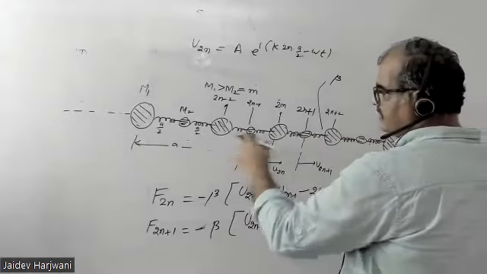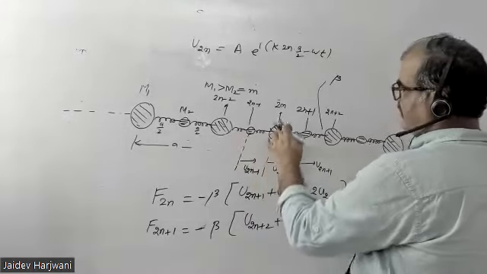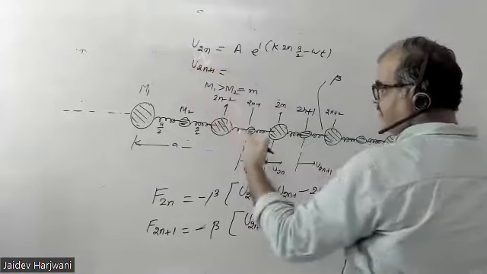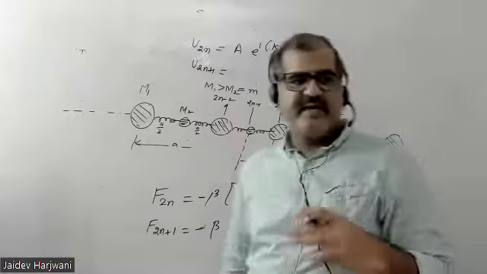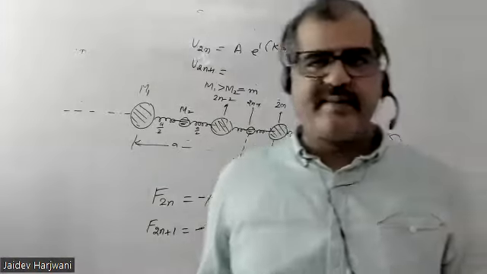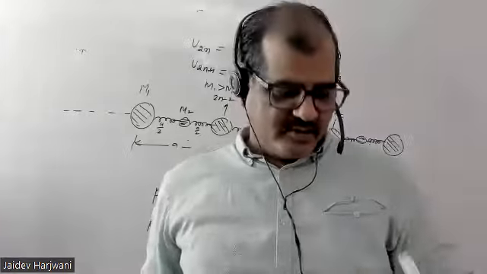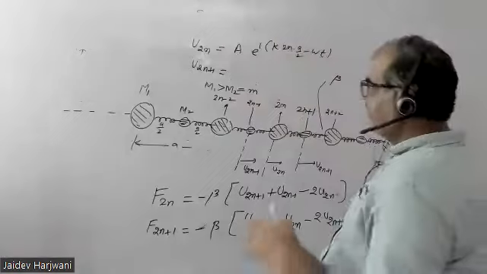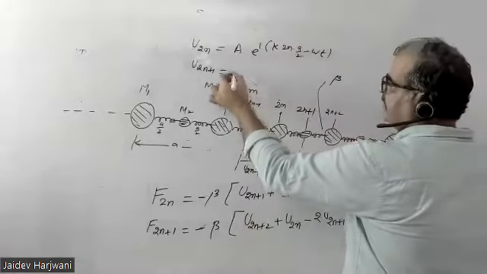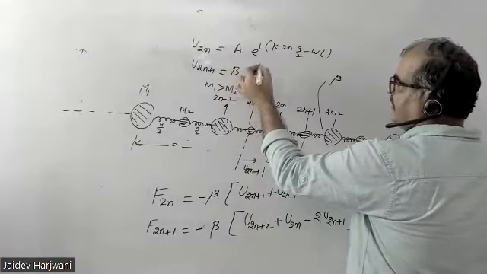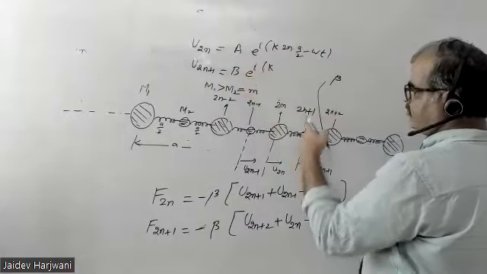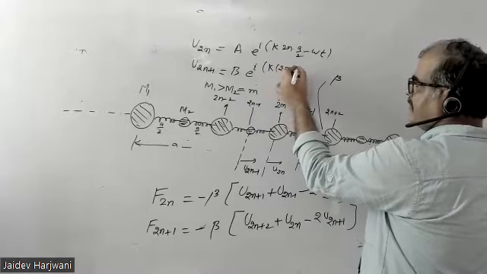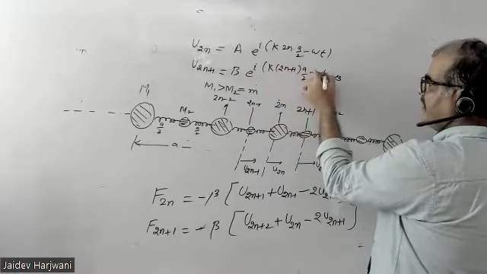Similarly, now these atoms are not the same. If I want to write U2n plus 1, one is a bigger atom and the other is a smaller atom, so their vibrations are not the same. They are different atoms, one with larger mass and one with smaller mass. So if you give vibrations, they will not vibrate with the same amplitude. I will take the amplitude of the small atom as b, exponential iota k, 2n plus 1 a by 2 minus omega t.